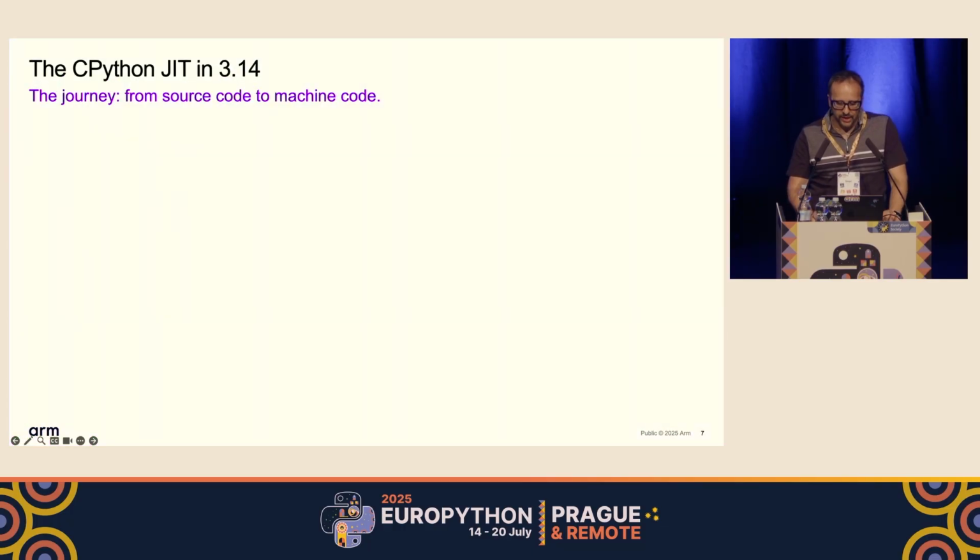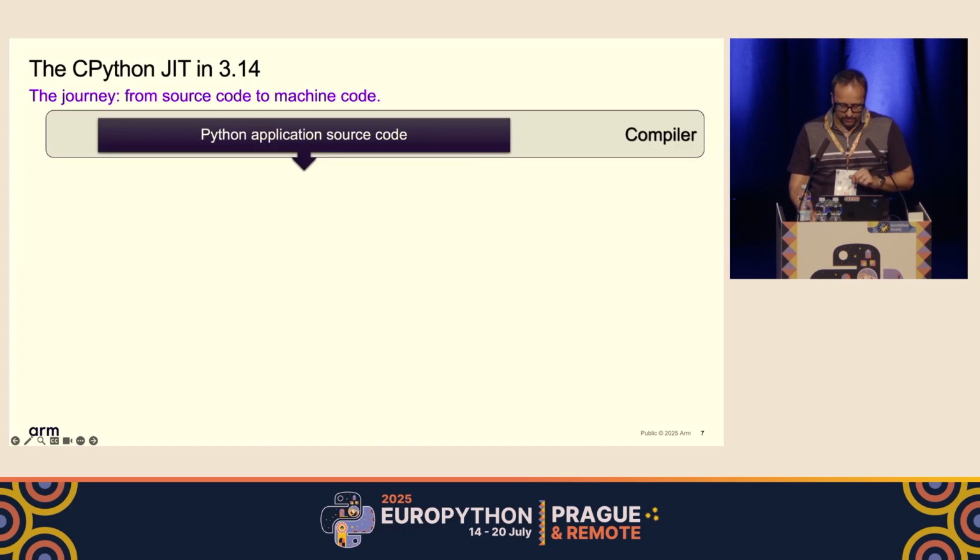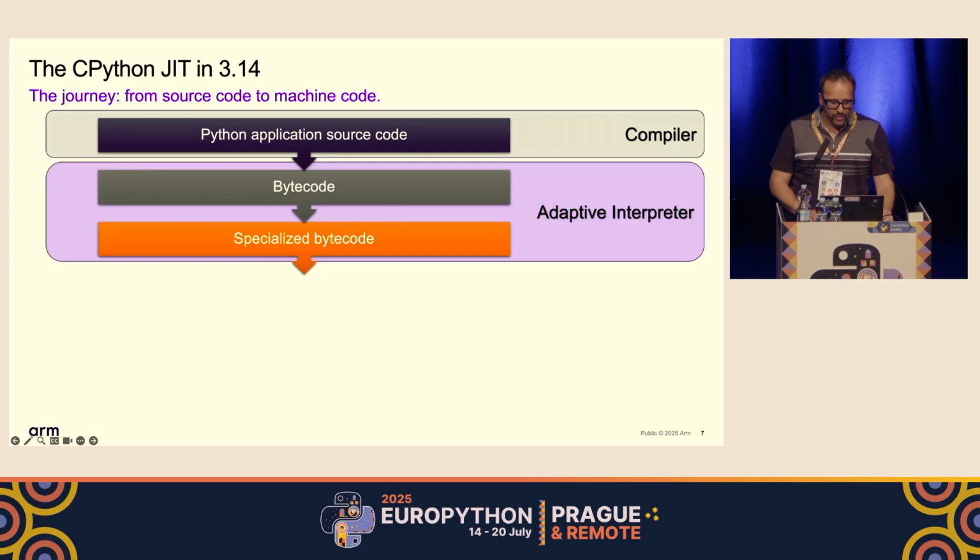We're going to see the high-level execution pipeline in 3.14, from the Python source code all the way down to machine code. It starts, as always, with your Python source code. The CPython internal compiler parses it into an abstract syntax tree. It builds a control flow graph, and it applies some basic optimization. Eventually, it emits bytecode. That bytecode is then executed by the interpreter.